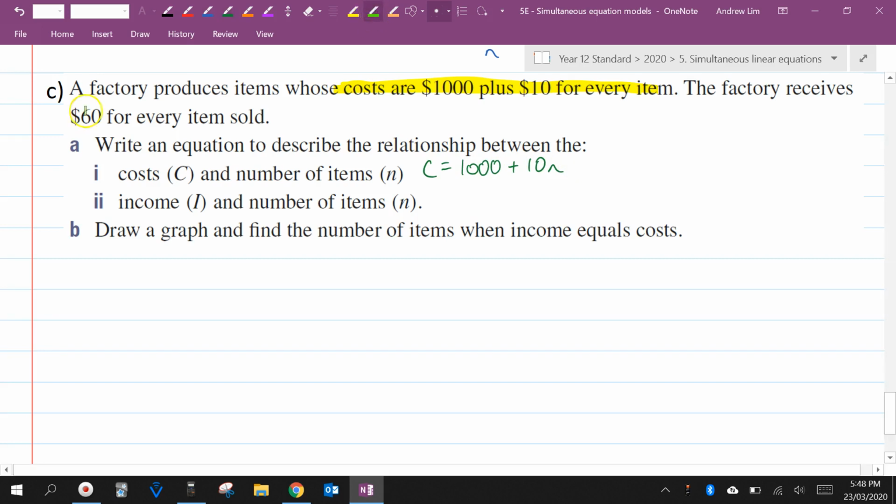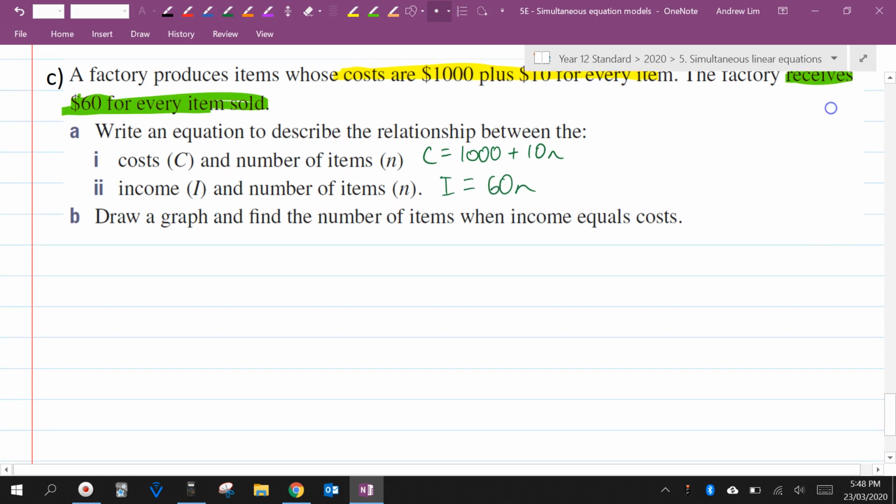All of this is income. Okay, the factory receives $60 for every item sold. So that means the income earned is equal to 60 times the number of goods sold. So now we're going to graph this.